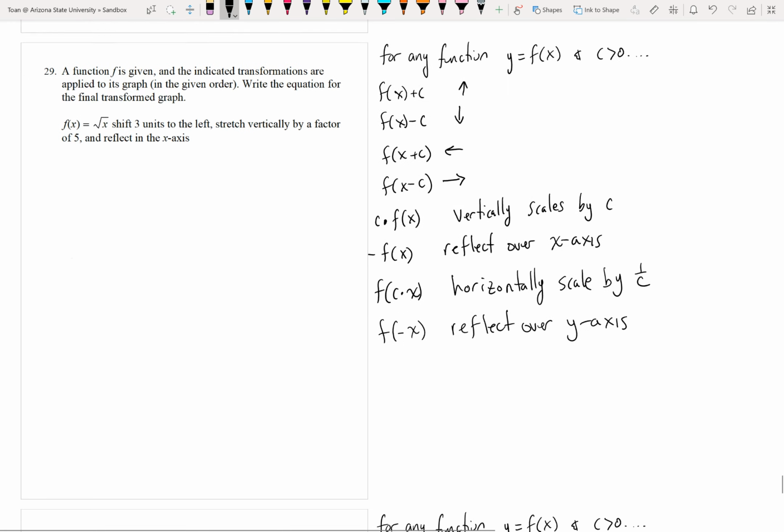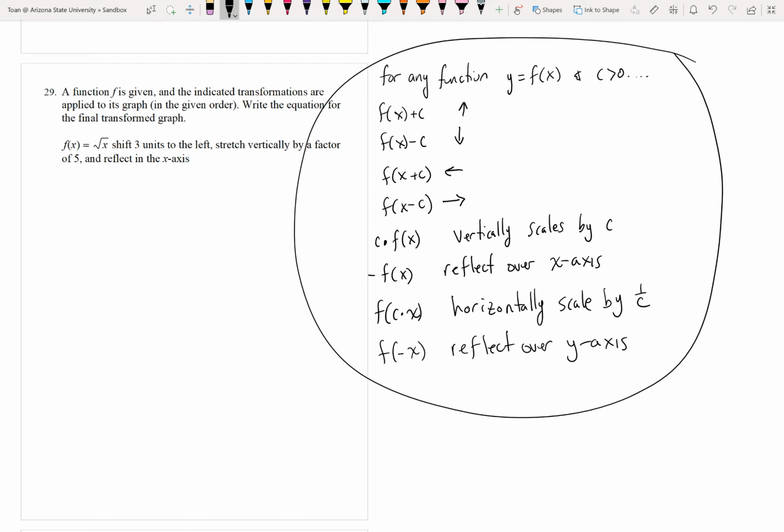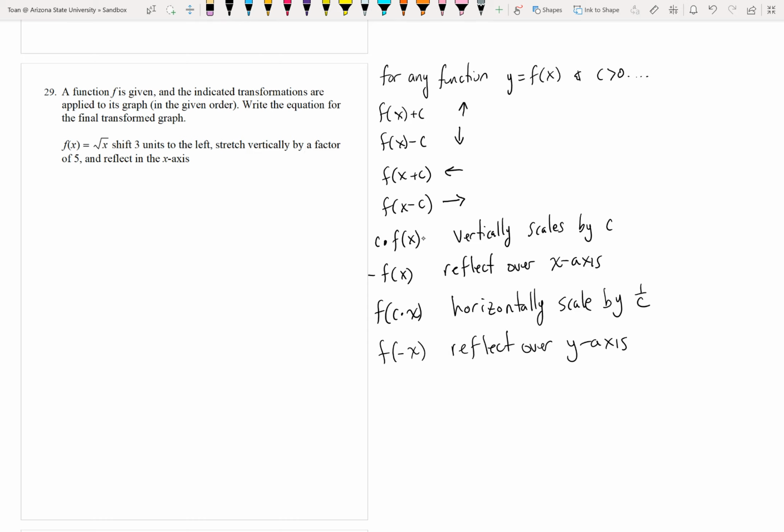Number 29 was a function transformation question, and unfortunately, when it comes to function transformations, you either know it or you don't know it. You have to know these transformations. You have to know that when you add to a function, it moves it up, subtract from a function, it moves it down, adding directly to the x moves it to the left, so on and so forth.